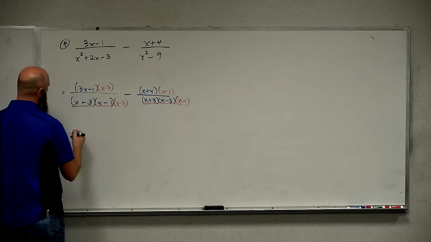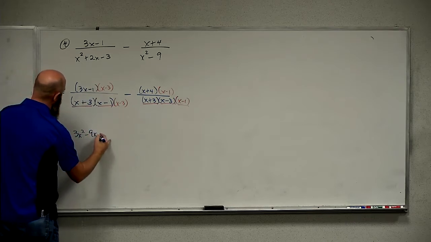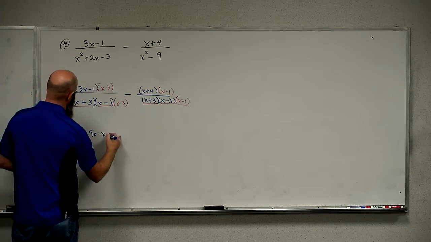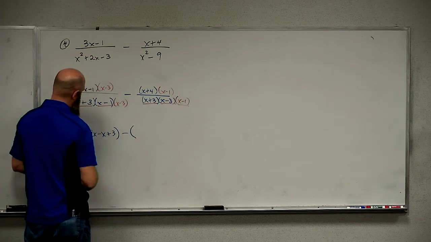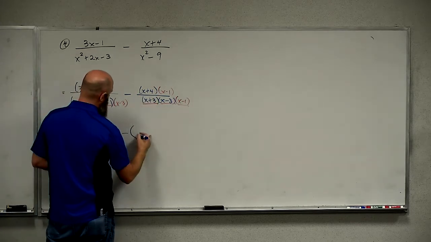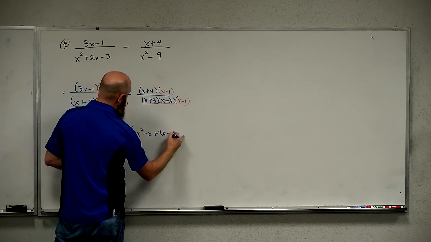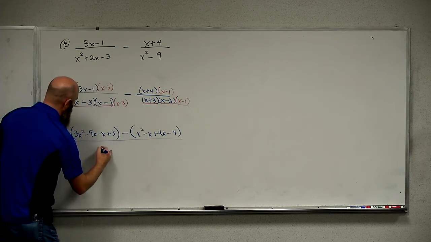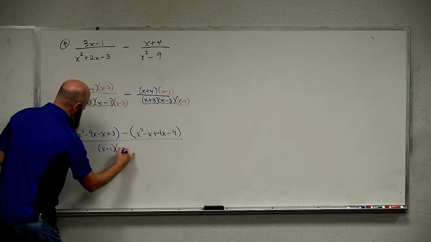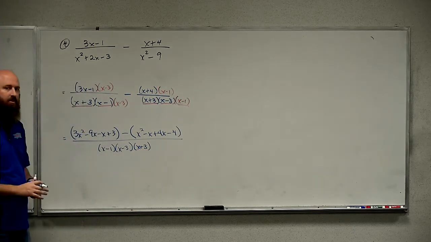All right, so let's go ahead and multiply this top out. We're going to get 3x squared minus 9x minus x plus 3. So that is that first one here. And then my second one, I'm going to get x squared minus x plus 4x minus 4. And on the bottom, we're going to get x minus 1, x minus 3, x plus 3. The order there does not matter on those. Just as long as you have each one of those represented, you're good to go.